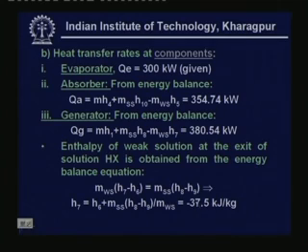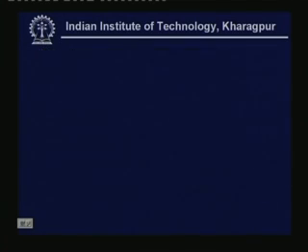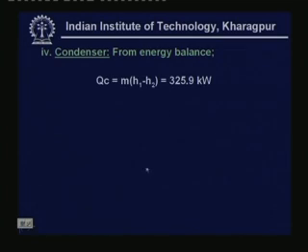Now, if you substitute this enthalpy value in the energy balance for the generator, you can find out the required heat input to the generator QG. So, we find that QG is 380.54 kilowatts. So, this is the energy that is to be supplied to the generator. Then condenser, as I have already explained, QC is equal to M into H1 minus H2, M is the mass flow rate of the refrigerant known to us, H1 and H2 are enthalpy values which are also known. So, if you substitute these values, you find that heat rejection rate at condenser is equal to 325.9 kilowatt.